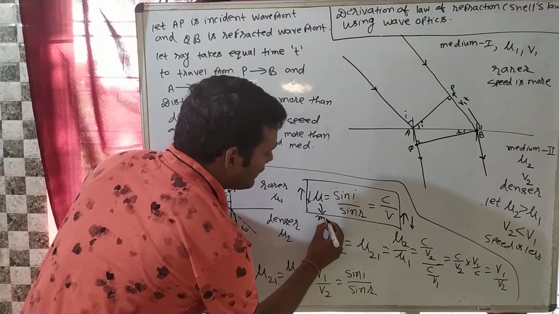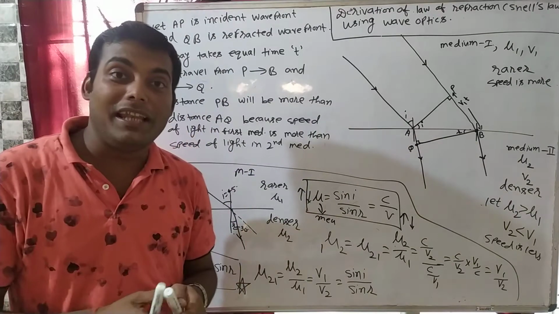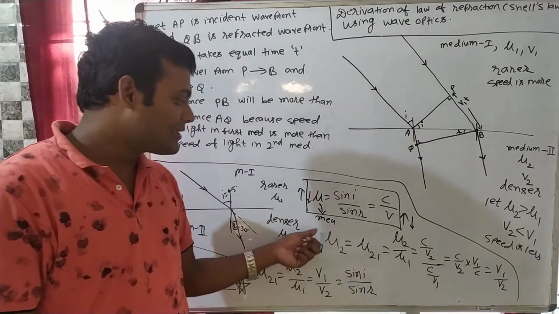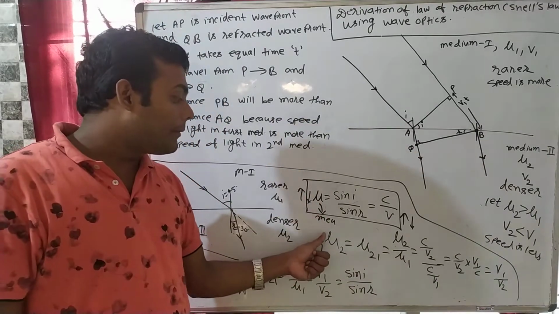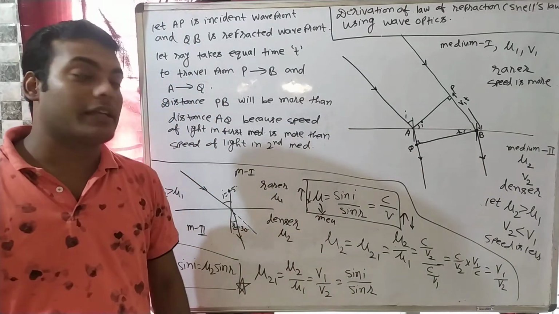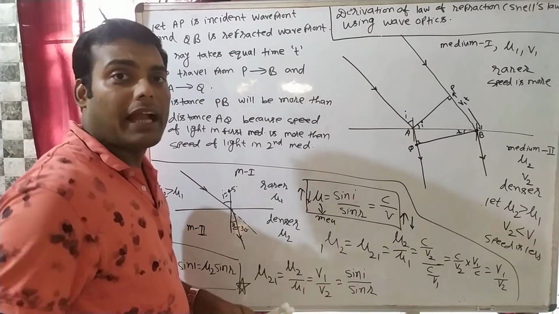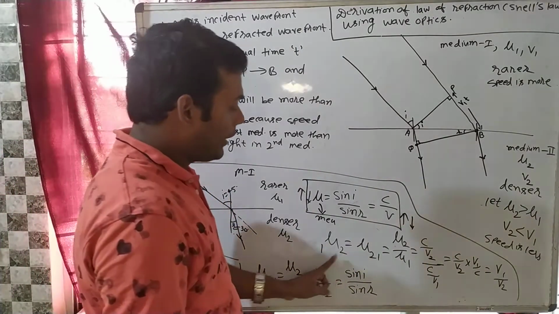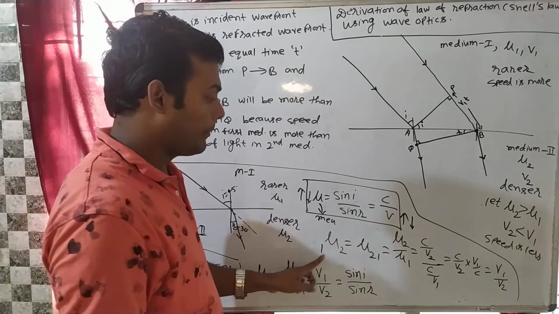Whenever I write this symbol, it is known as mu. You will see the cat's meow meow, but it's not like that. This is known as mu. So what do we call this? Refractive index of second with respect to first. Whenever you write mu21 like this, you should write in your class note: mu21 means refractive index of second medium with respect to first medium.